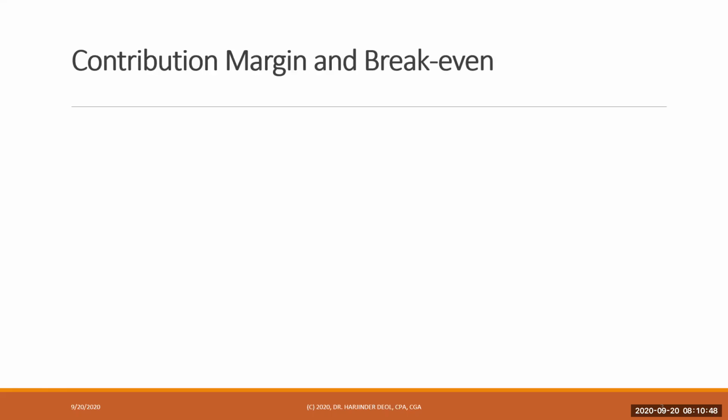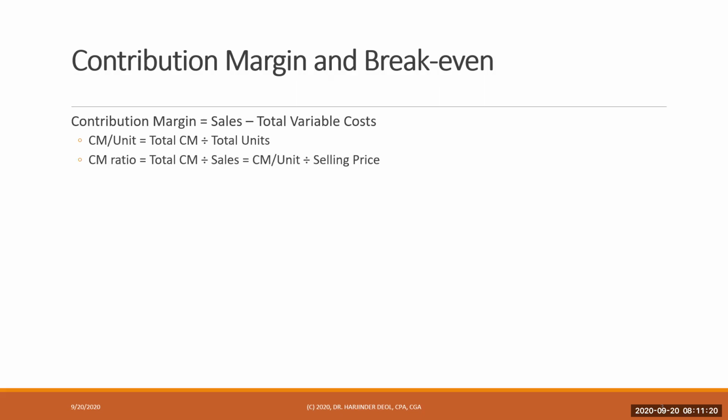First, I'd like to talk a little bit about contribution margin and how it's related to break-even. So in Chapter 3, we learned that contribution margin is the difference between sales and total variable costs. Contribution margin per unit can be calculated by dividing total contribution margin by the total units sold. And contribution margin ratio can be calculated by dividing the contribution margin per unit by the selling price per unit, or alternatively, by dividing total contribution margin by total sales dollars.